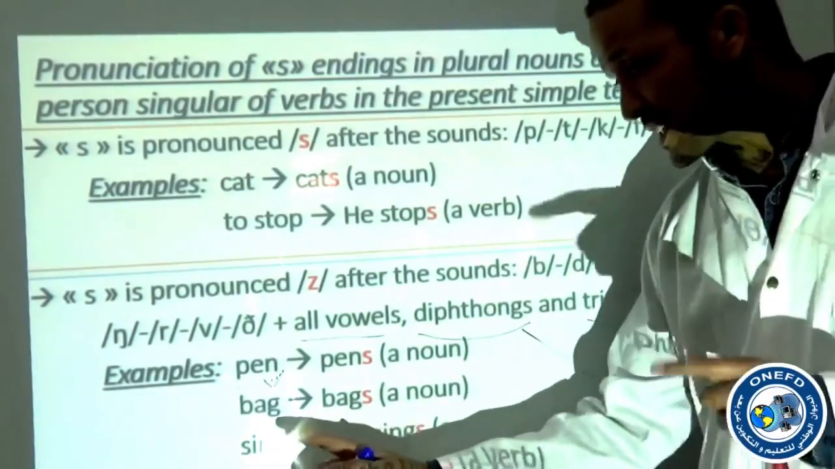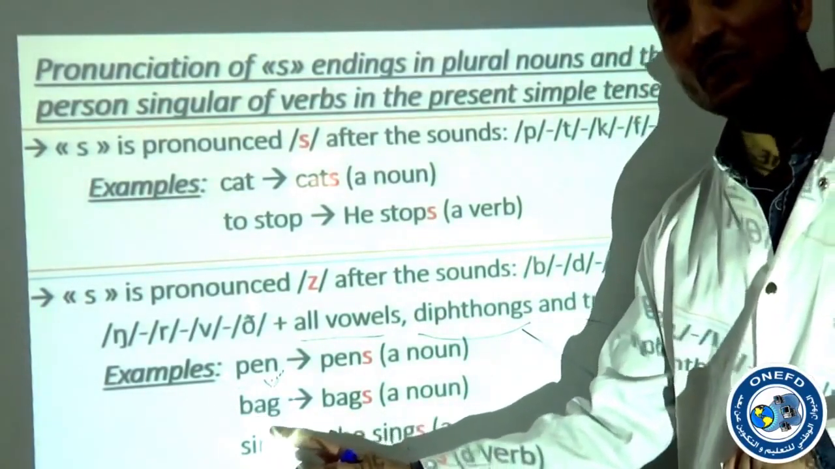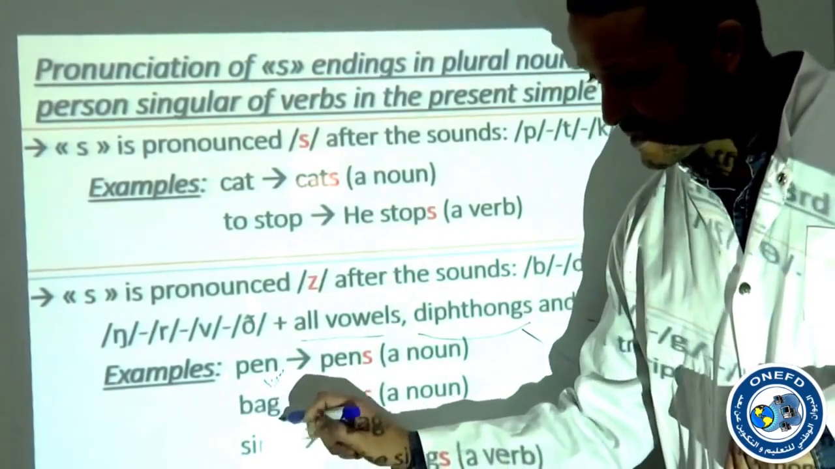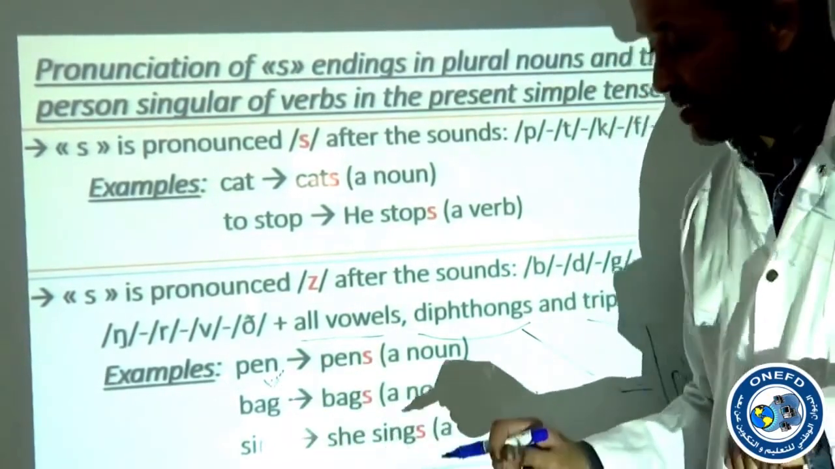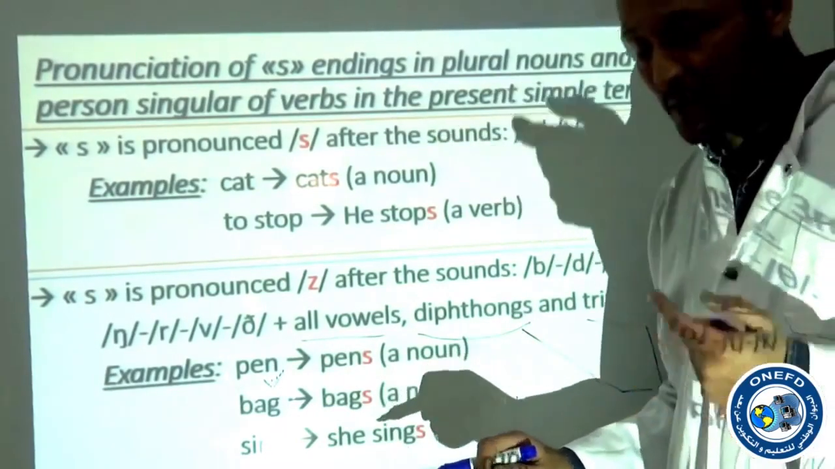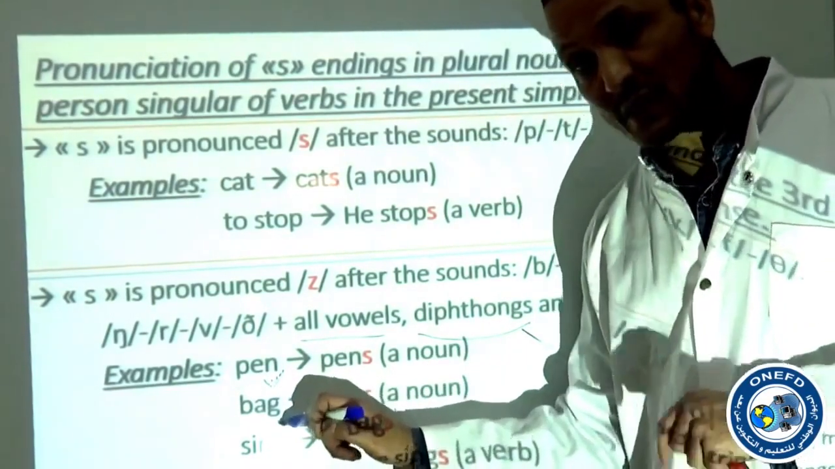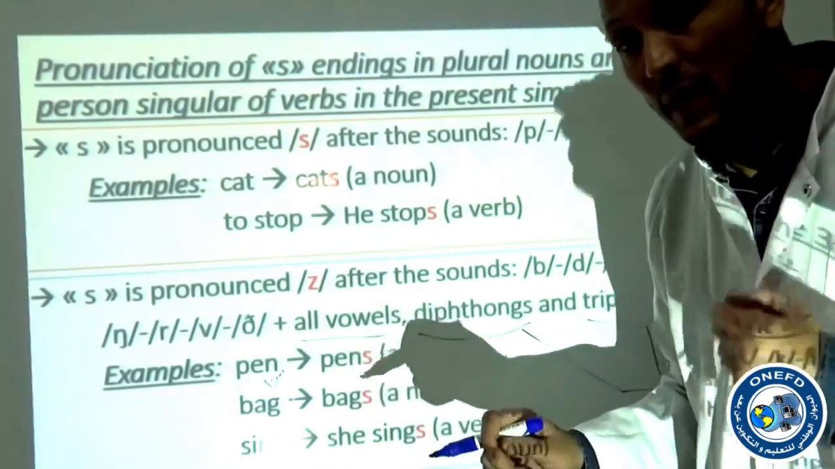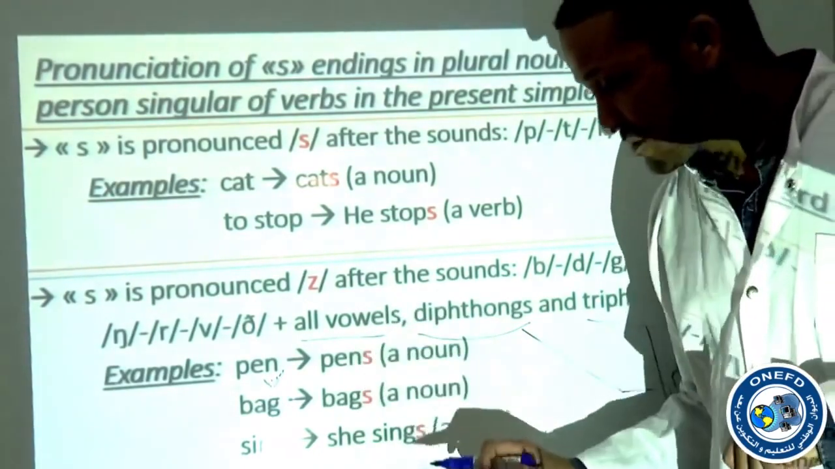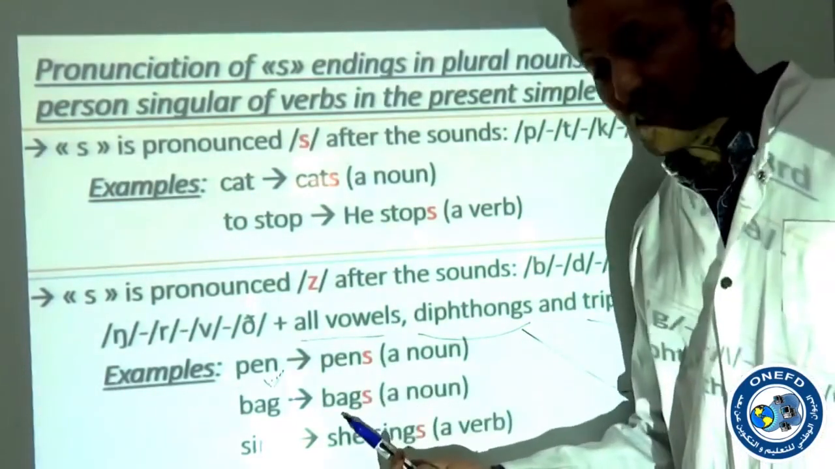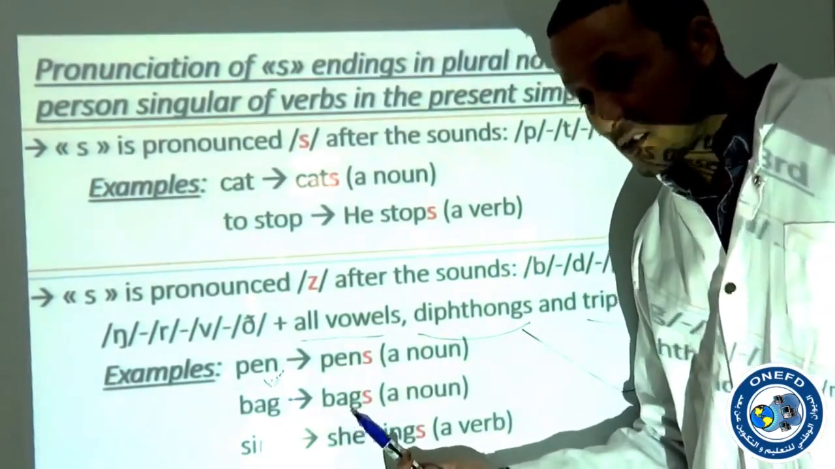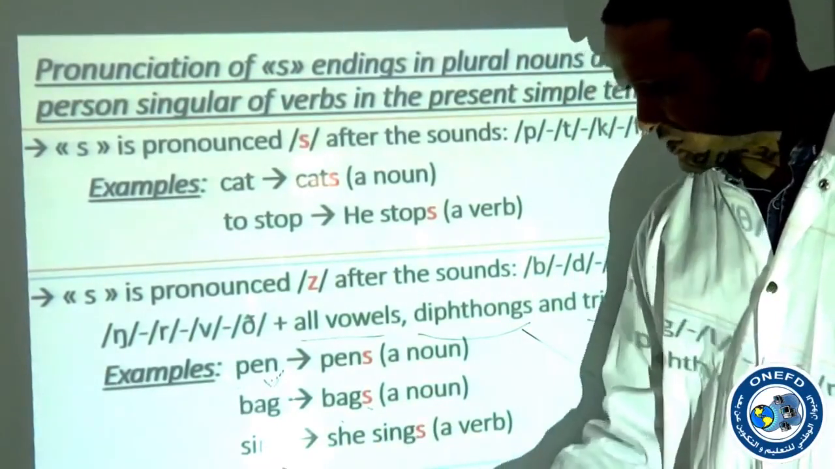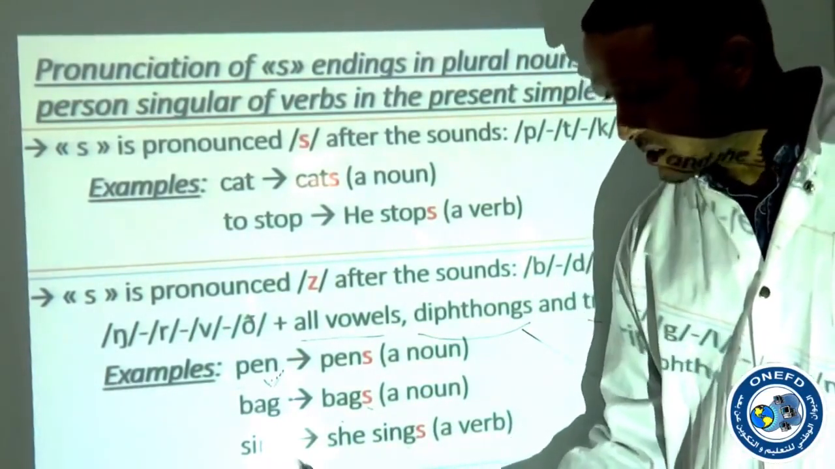The second example here, like for example, the word bag. The last letter is G, and the last sound is G. I pronounce bag. When we add S, we say bags, with a Z sound.